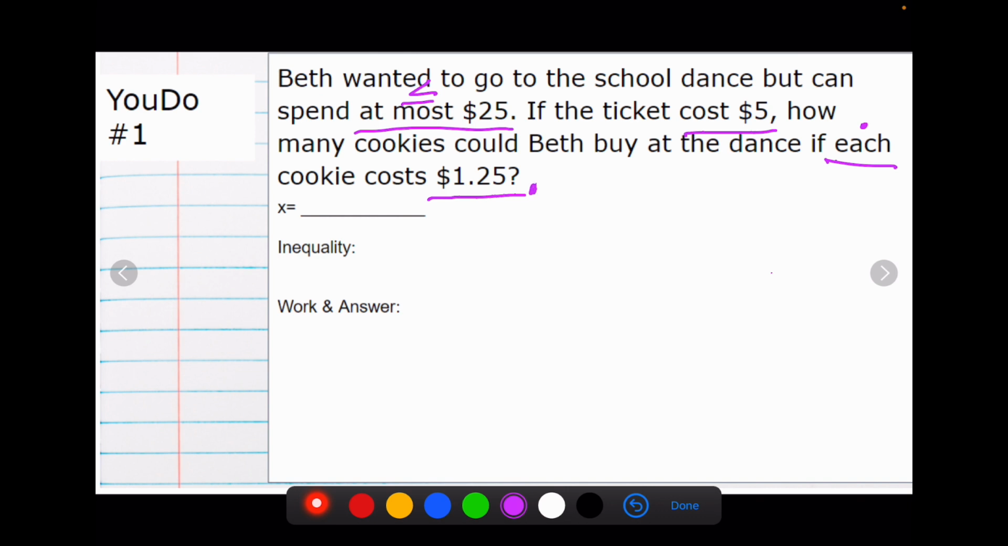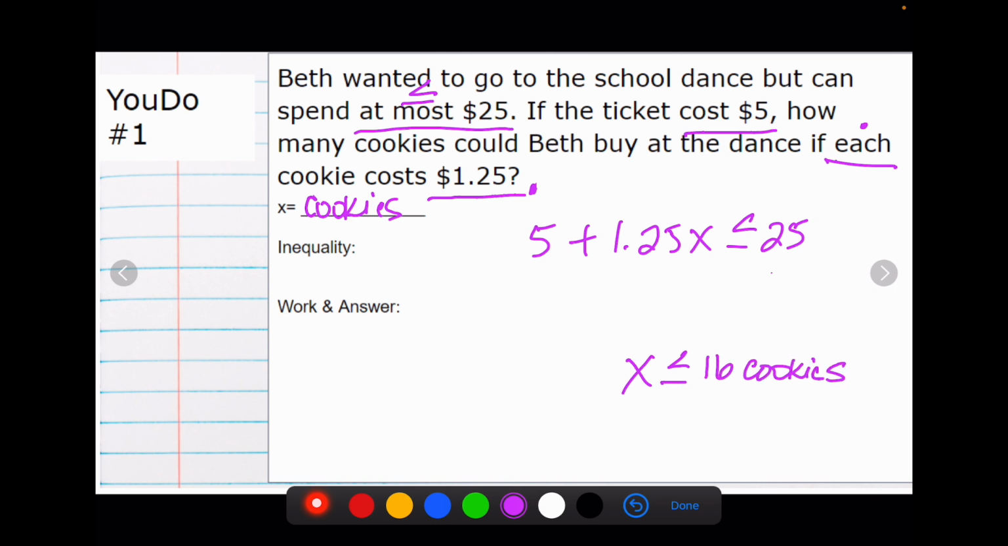Okay, so the inequality that you should have put together, cookies is our x. The inequality that you should have written down should have been 5 plus 1.25x less than or equal to 25. And you work this out. It should have been x is less than or equal to 16 cookies, which is quite a lot. I hope that Beth does not buy 16 cookies. That's a lot of sugar. But if you have friends and you're sharing, I'm okay with that.